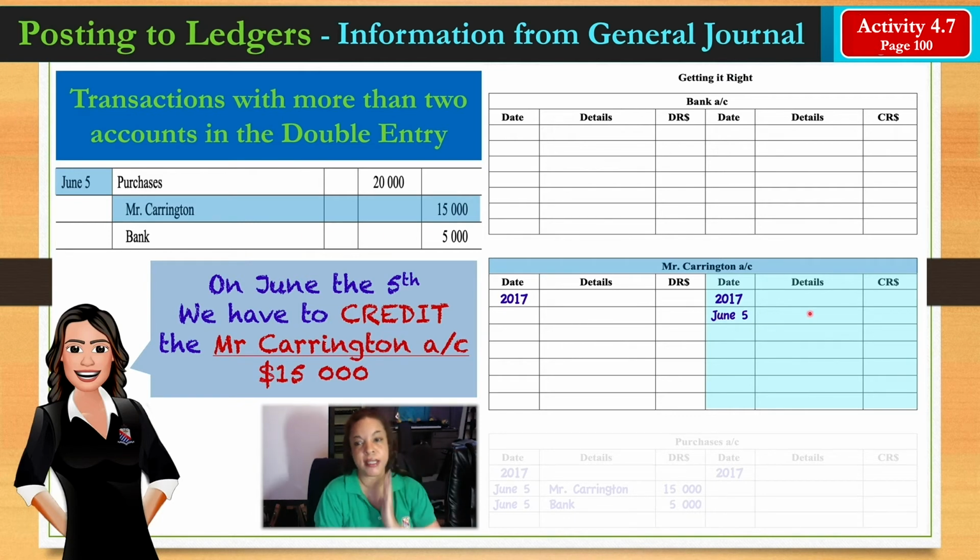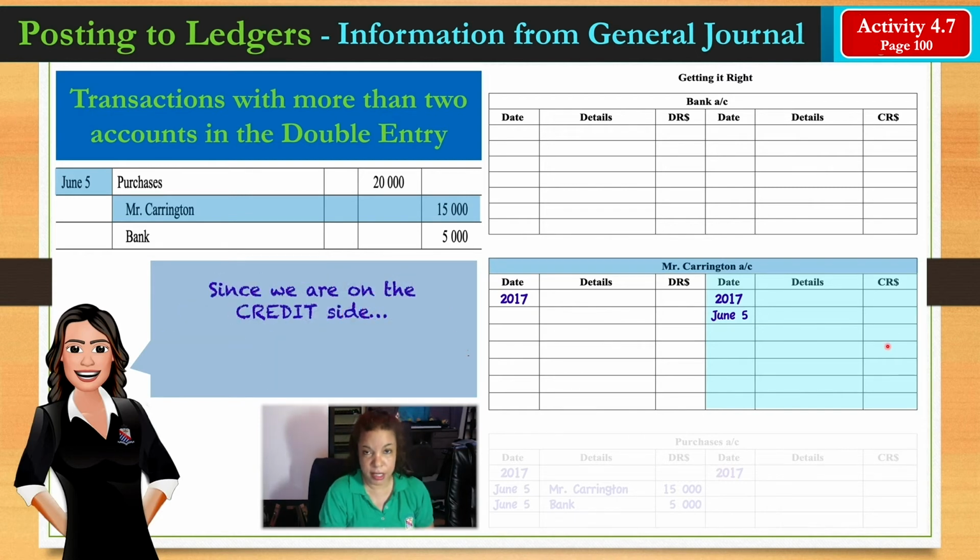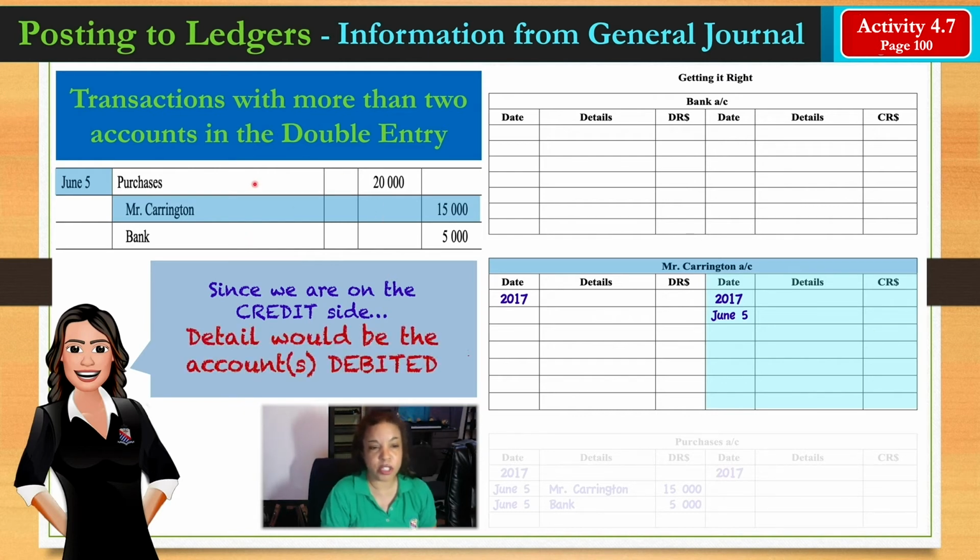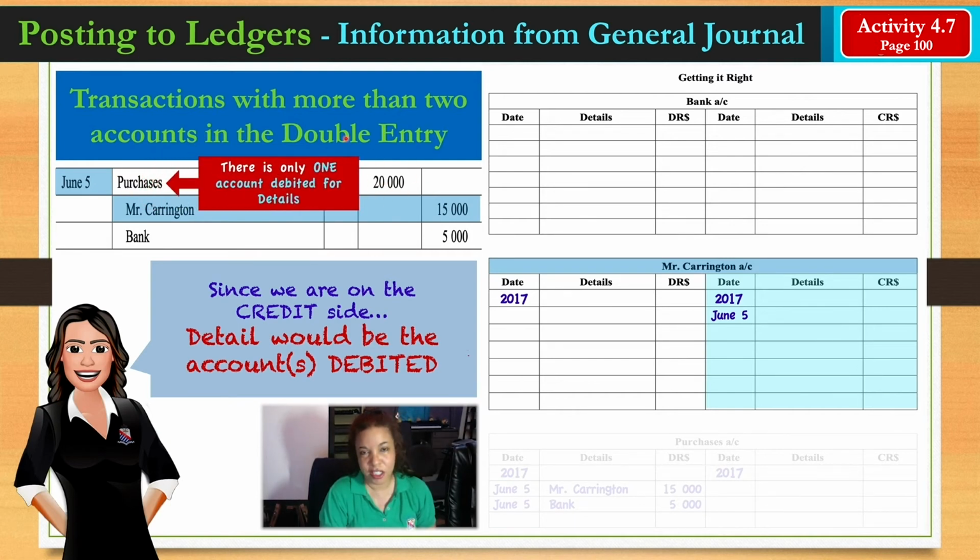What would be the detail? Once again, we are on the credit side of Mr. Carrington's account. Which means our detail has to be the account that is debited, the account or accounts. So we are going to look at our transaction and how many accounts were debited? Only one account. So we have that one account, which is purchases. Purchases will therefore be your detail for Mr. Carrington.